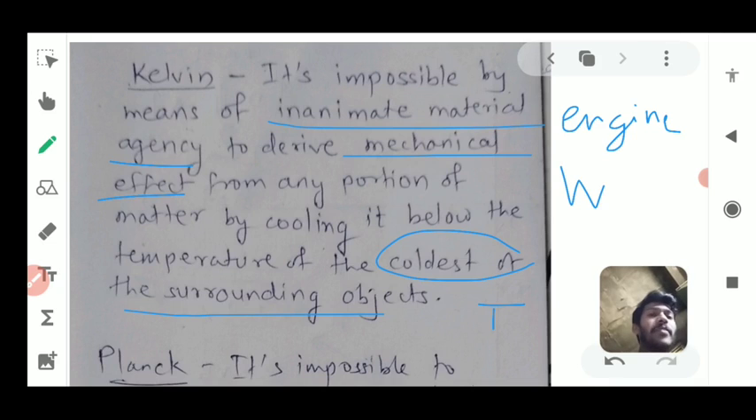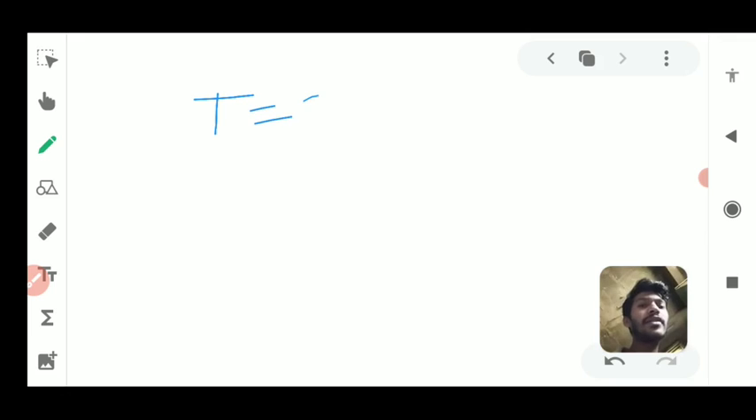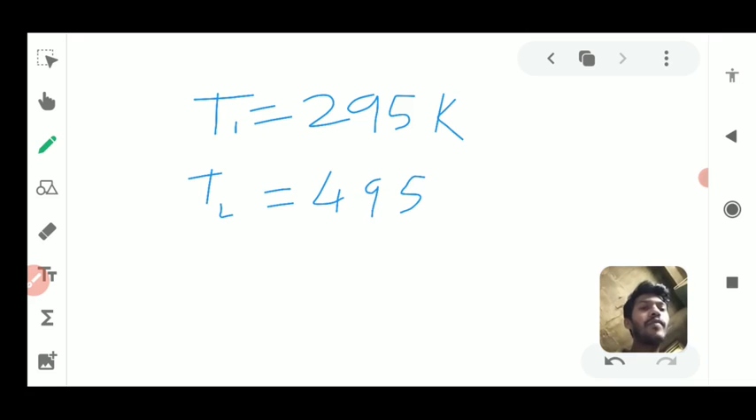So our room temperature is considered to be 300 Kelvin, or in winters it may drop to 270 or 280 Kelvin in certain cold regions. But there is a limit, so it will not reach 0. Suppose the temperature is 295 Kelvin, and suppose the heat is generated and the temperature is increased by 200 Kelvin. So even then the T2 will be this.